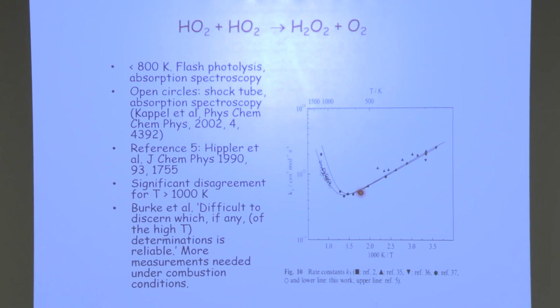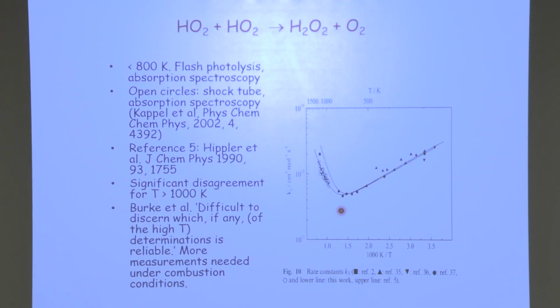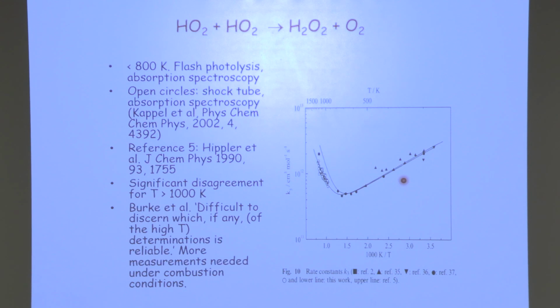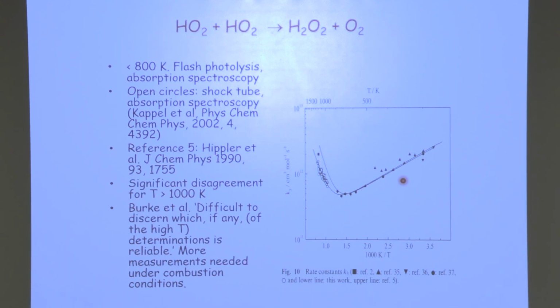So what is going on? One possibility is there's just experimental mistakes. And so that was like Burke's conclusion. Hard to determine which of the rates are reliable. So that's one thing. And part of it is there's really not many measurements right in this gap, right around here. So not so clear what's happened. And then another part of this is, why is it doing this?